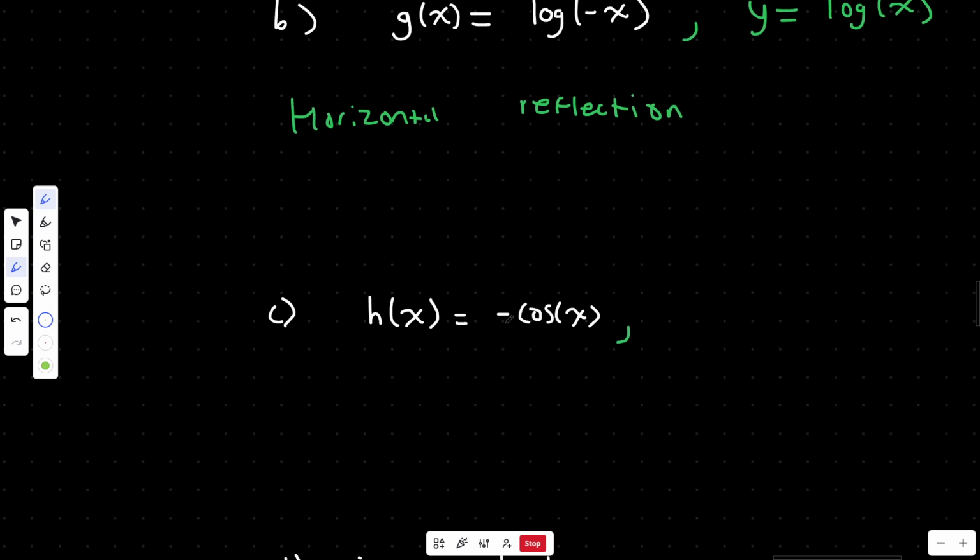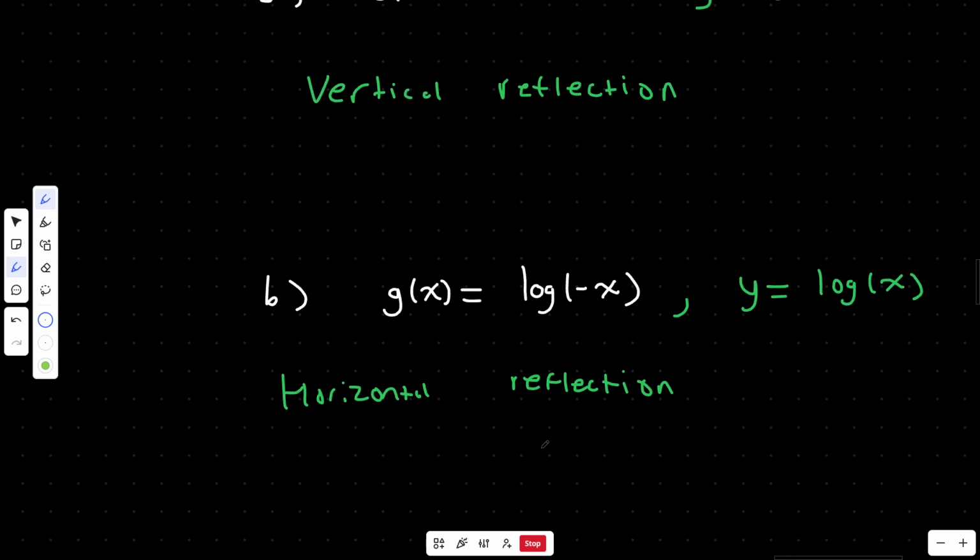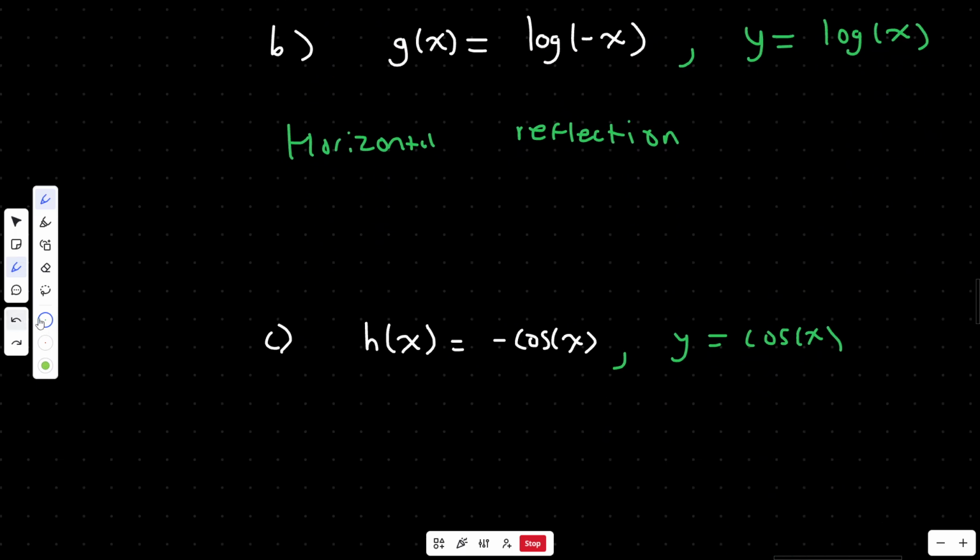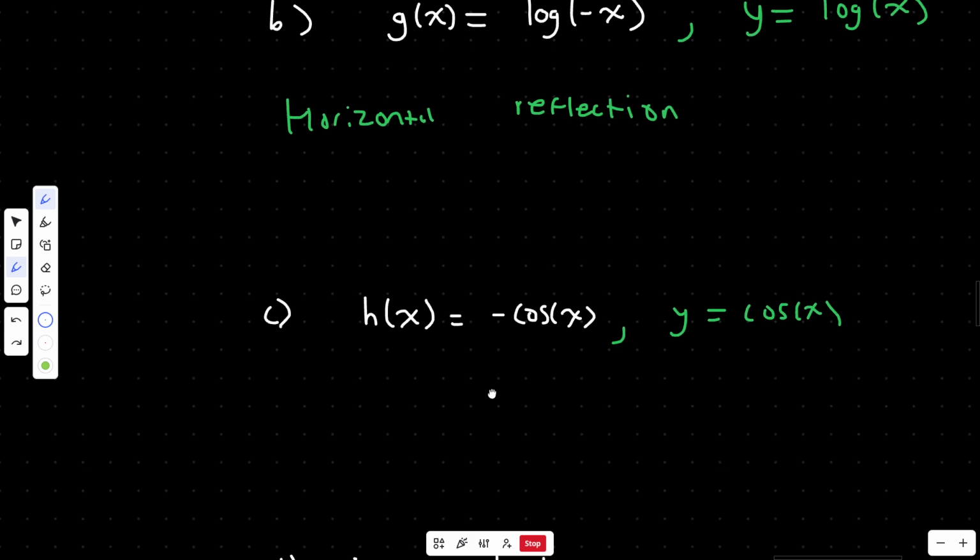This looks like our parent function is going to be the base form of the cosine. So we're going to say y is equal to cosine of x. This is the simplest it can get. And I think this is also going to be a vertical reflection as we saw up here because the negative is on the outside. In other words, we're multiplying our negative into our whole entire function here. So all our y values will be flipped. So you can just say it's a vertical reflection.